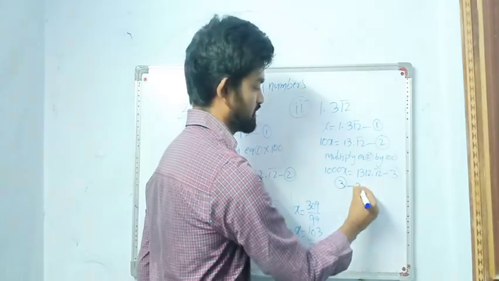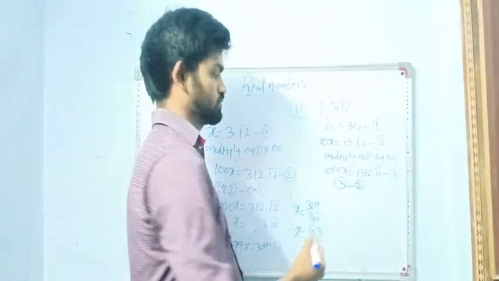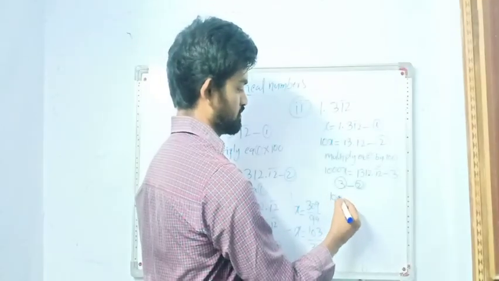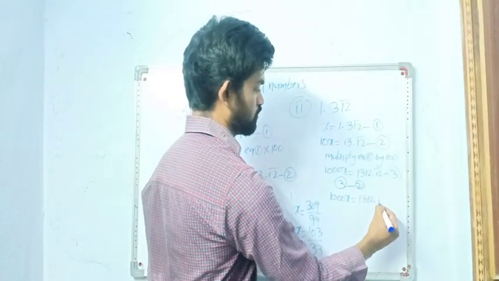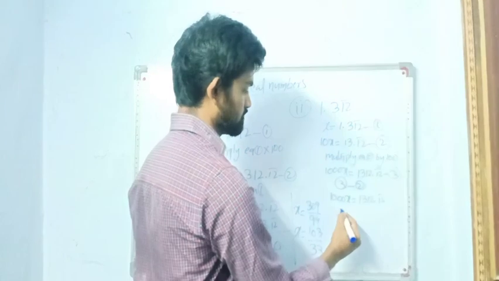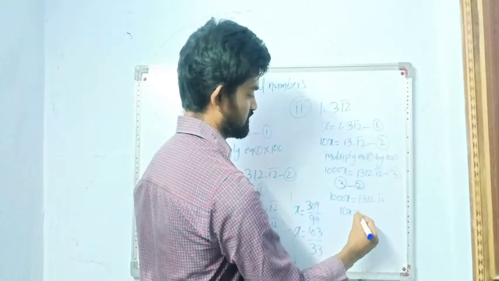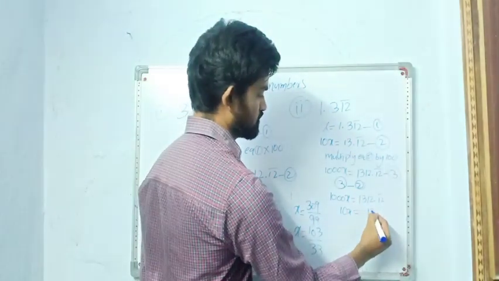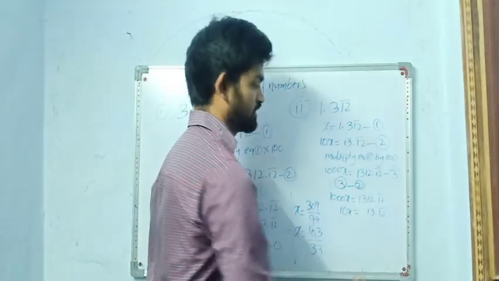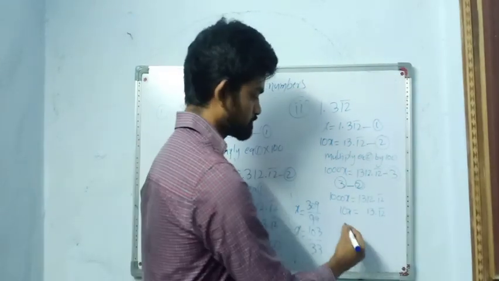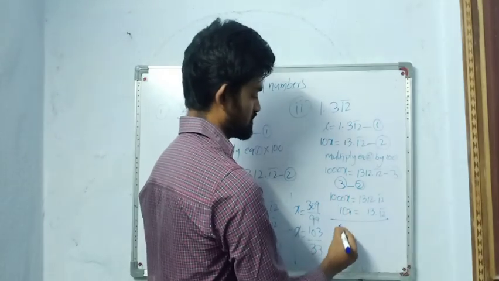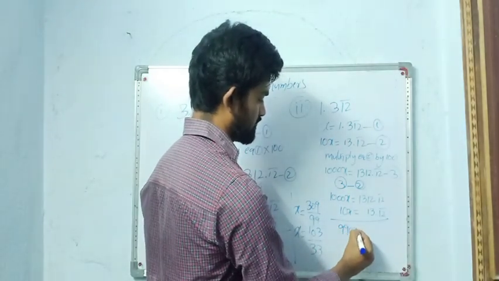So do 3 minus 2. So equation 3 minus equation 2. What will we get? 1000x equals 1312.12 bar. Second equation, 10x equals 13.12 bar. Representation is very important. See how I am writing. This is 990x.